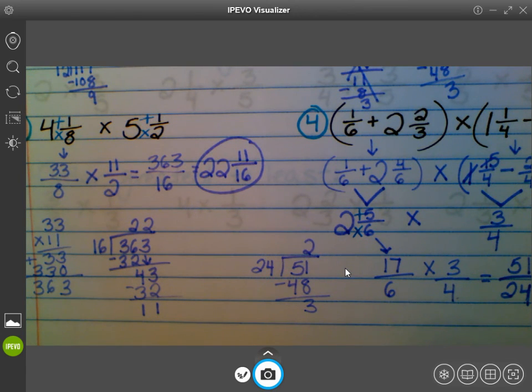So again, we are on page 497. We are circling number 1, number 3, number 5, number 8, number 11, number 14, and number 17.